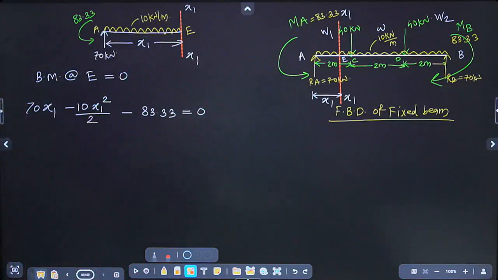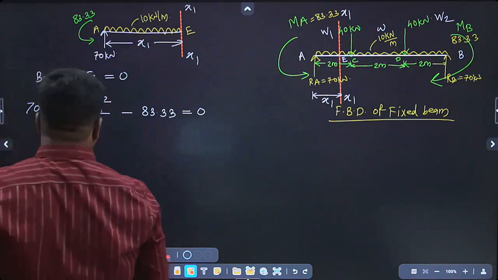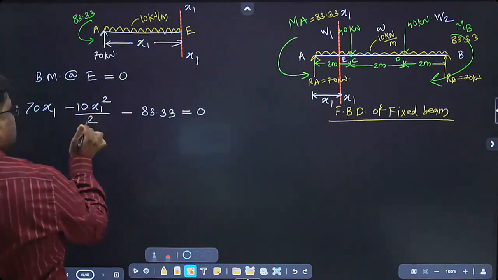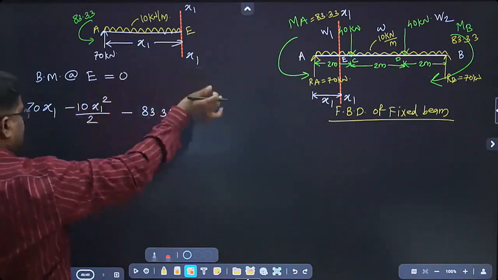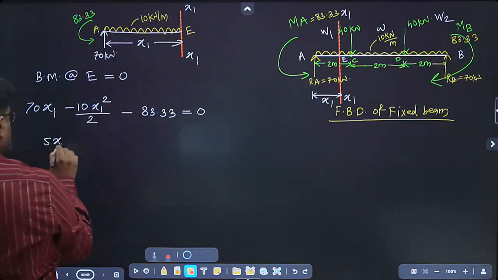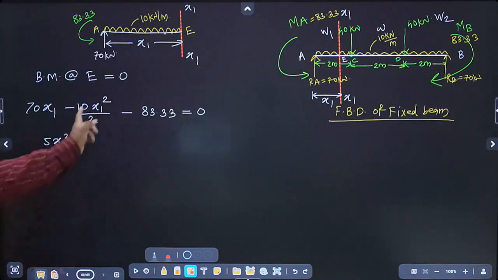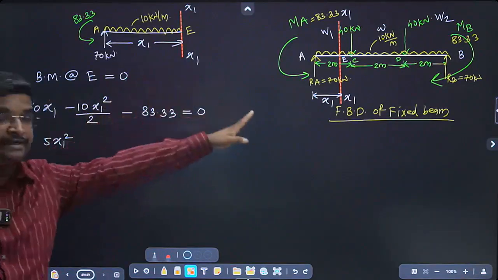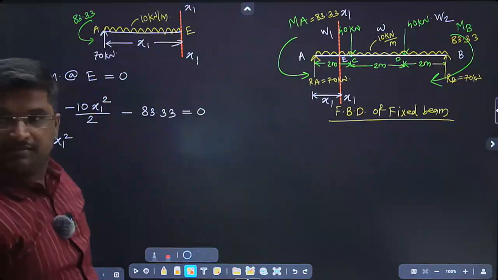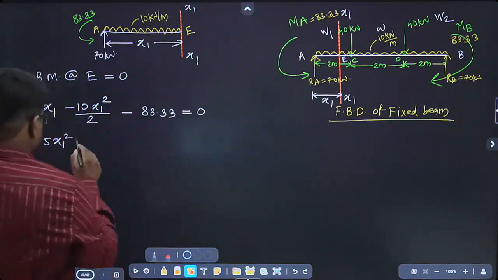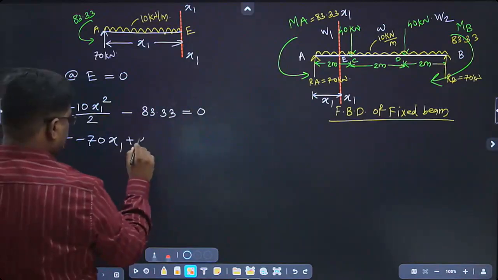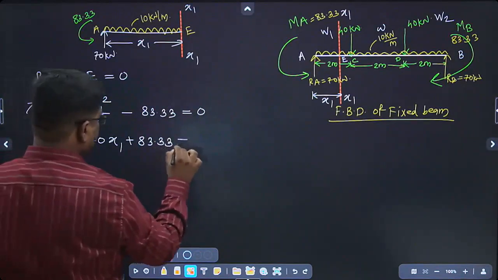Is there anyone who has calculated the answer? What is the value of x1? Now transfer all these values to the right side. So minus 10 upon 2 means 5. If we transfer this value to the right side, that will become 5x1 square, positive. Next, this is 70x1. It is plus on left side. If we transfer this value to the right side, that will become minus 70x1, and this will become plus on the right side. Plus 83.33 is equal to 0.